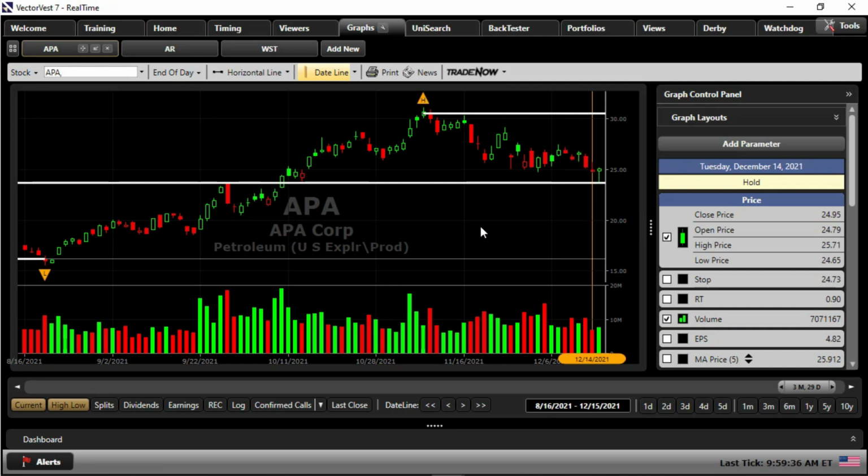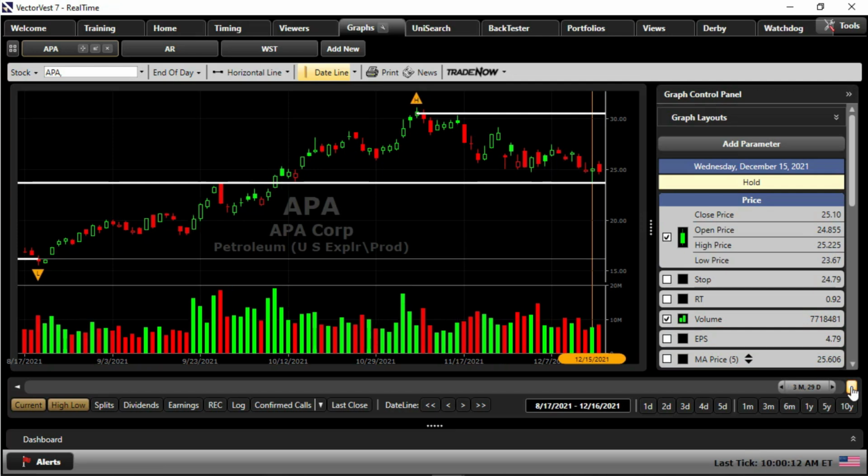That means that the buyers were able to push the stock price all the way to 25.71. They weren't able to sustain it. Price closed at 24.94. The next day, the long lower wick that really touched that support zone means that the sellers were able to push the price lower but weren't able to sustain it, and then price rallied to just off of the high of the day.